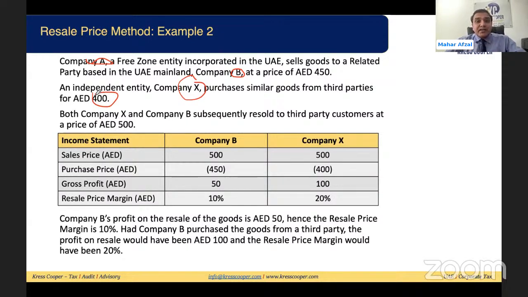Both companies, B and X, subsequently resold to third parties at 500. We know this 500 is my resale price. So 500 is the resale price of B, 500 is the resale price of X. Purchase price 450, purchase price 400. 50 here is the gross profit, 100 here is the gross profit. Here the margin is 10%, here the margin is 20%. We need to do the functional analysis.